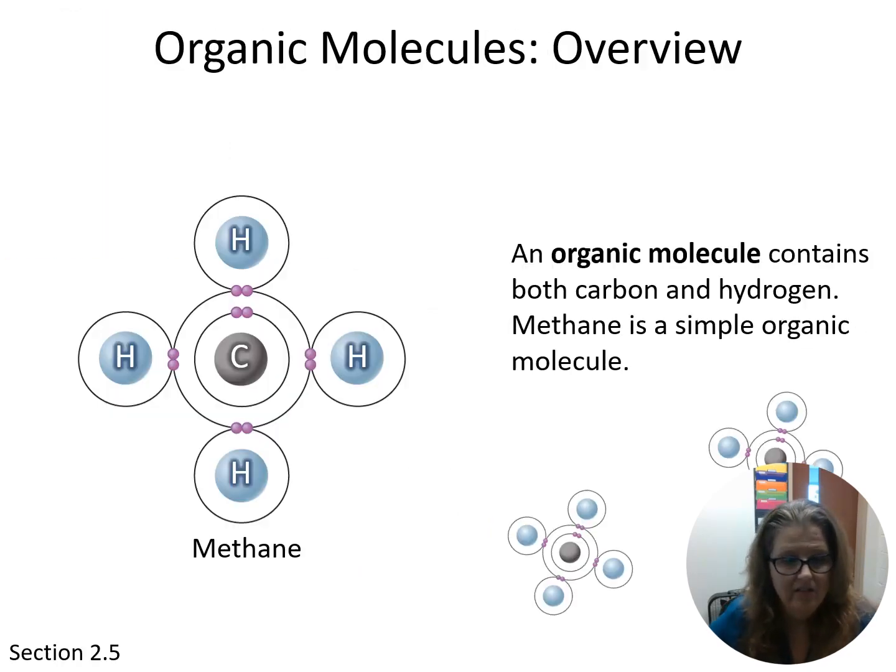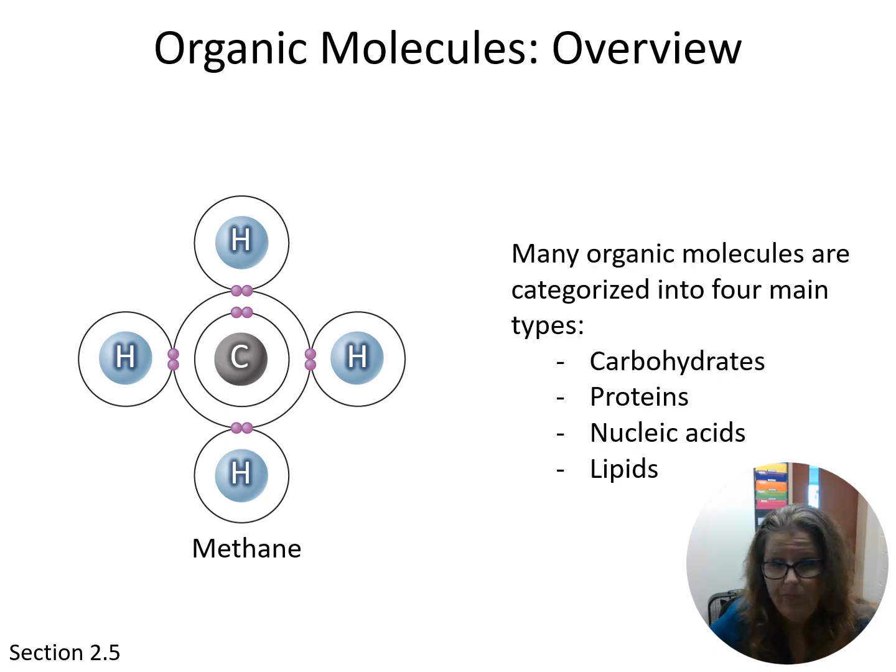All right, let's go. Organic molecules contain carbon and hydrogen. We already talked about methane being one of our molecules earlier. This is a simple organic compound. It contains both carbon and hydrogen. I mean, it's a great example. We have 4 categories of organic compounds. We have carbohydrates, proteins, nucleic acids, and lipids.